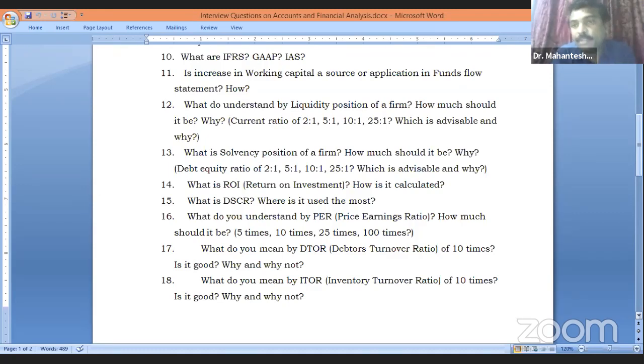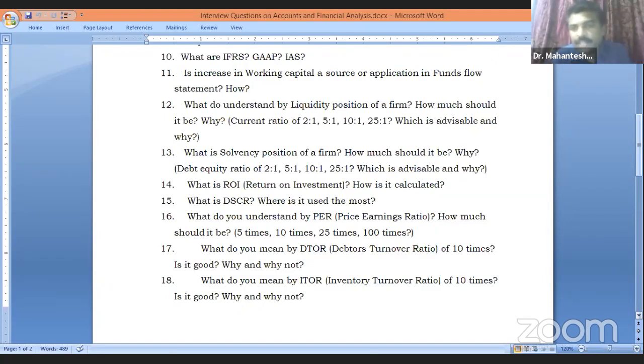Higher the P/E ratio is always good, but we have seen some exceptions there. If both numerator and denominator increase and the P/E ratio increases, it is always good. Then what do you mean by a debtors turnover ratio of 10 times? It indicates that on an average the company is collecting money from the sundry debtors or the customers 10 times. Is it good? It is good if it is improving. It is not good if it is coming down.